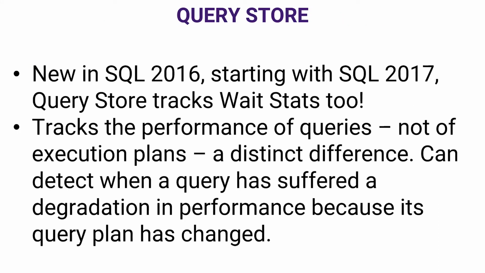So that's Query Store, new in 2016, and starting in 2017 the Query Store also tracks the wait stats, the first thing that we talked about too. It tracks the performance of queries, not just of the execution plans, and that is a really distinct difference. If you haven't already heard the Query Store's sales pitch, and this is not a Query Store presentation, understand that the Query Store can detect when a query has suffered degradation in performance because its query plan changed. So you're actually getting data at the query level, not just at the plan level.